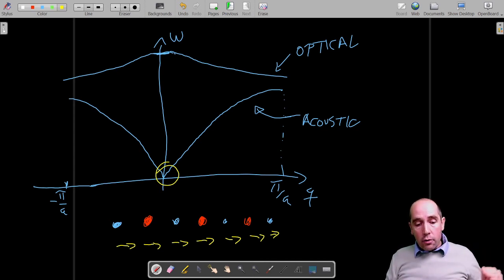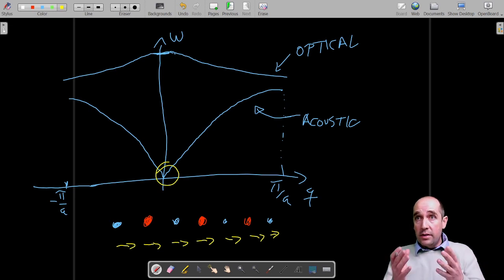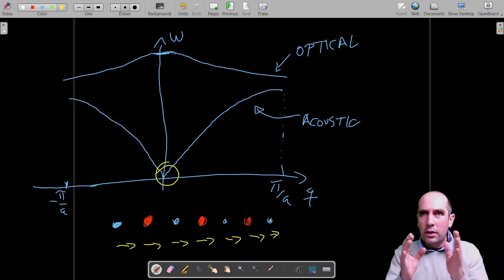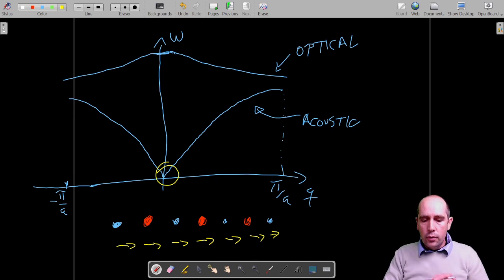As you increase the frequency, or reduce the wavelength, you start getting closer and closer to the spacing between atoms.